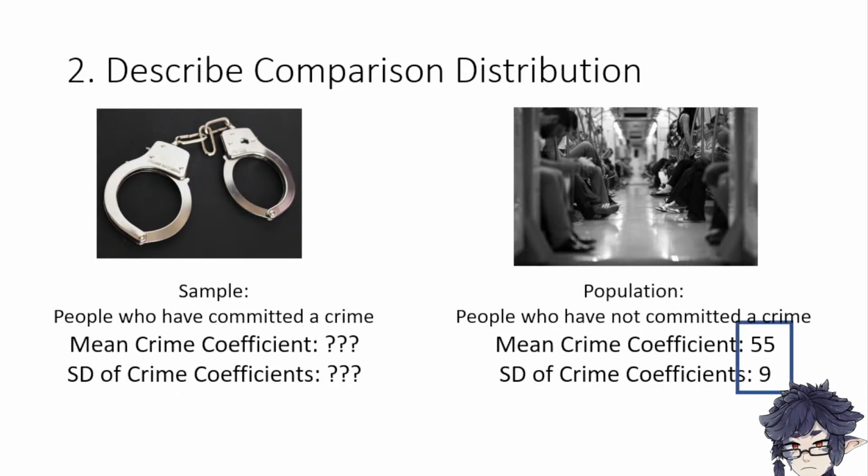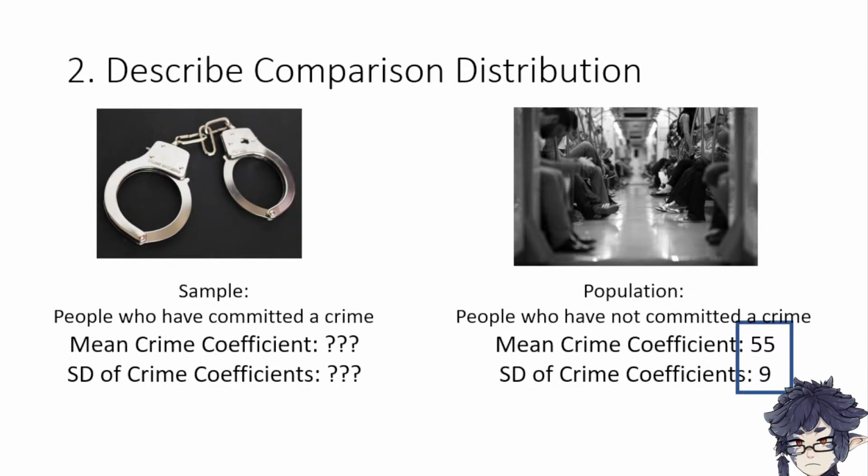That is our population information, and they're sort of serving as our control group. I haven't actually gone back and looked at Psycho-Pass to figure out if these numbers make a lot of sense in the context of the story, but let's say the average crime coefficient in the general population is 55 with a standard deviation of 9. That is our comparison distribution. We are trying to see if our sample's mean is different from the population mean of 55. That's the goal here.